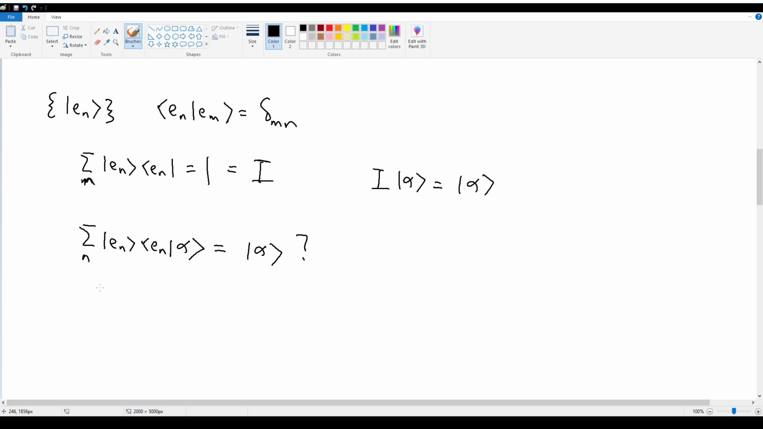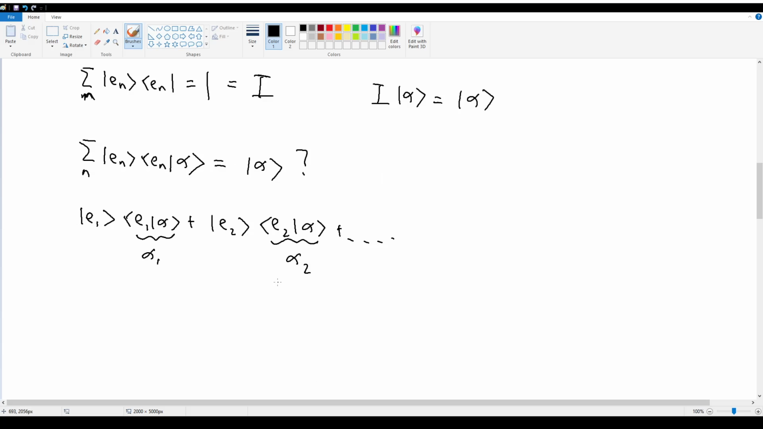Well, if I write this out, this is going to be E1 vector times the inner product of E1 with alpha, plus E2 vector times the inner product of E2 with alpha, plus and so on. And this is going to give me alpha 1. This is going to give me alpha 2, in terms of the individual matrix elements of alpha.